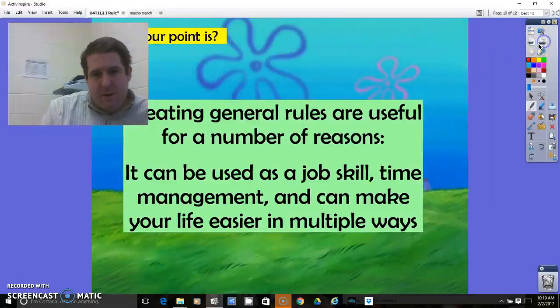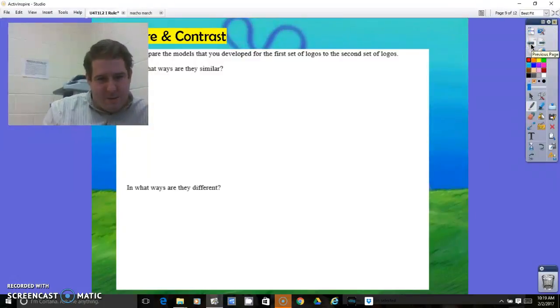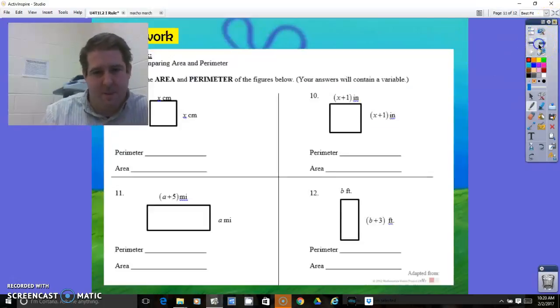Compare the models. So comparing and contrasting, so they both have patterns. That's one thing that's similar. But what was different is one had a second difference and the other one was a common difference. Common differences makes it a linear equation, and second differences makes it a quadratic equation.